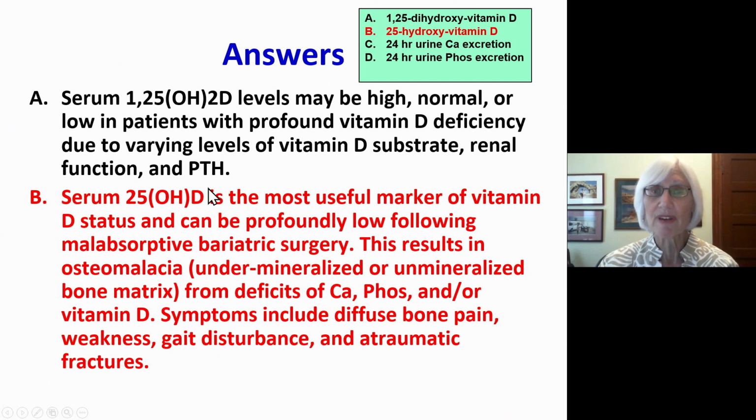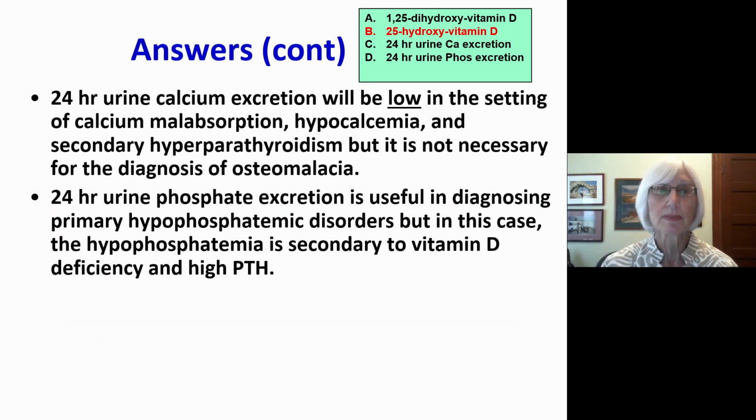The serum 25D is the most useful marker of vitamin D status and can be profoundly low following malabsorptive bariatric surgery like the Roux-en-Y. This results in osteomalacia, which is undermineralized or unmineralized bone matrix, and it's from deficits of calcium, phos, and/or vitamin D. These patients present with diffuse bone pain, muscle weakness, gait disturbance, and atraumatic fractures. And this is a very serious complication of malabsorptive bariatric surgery.